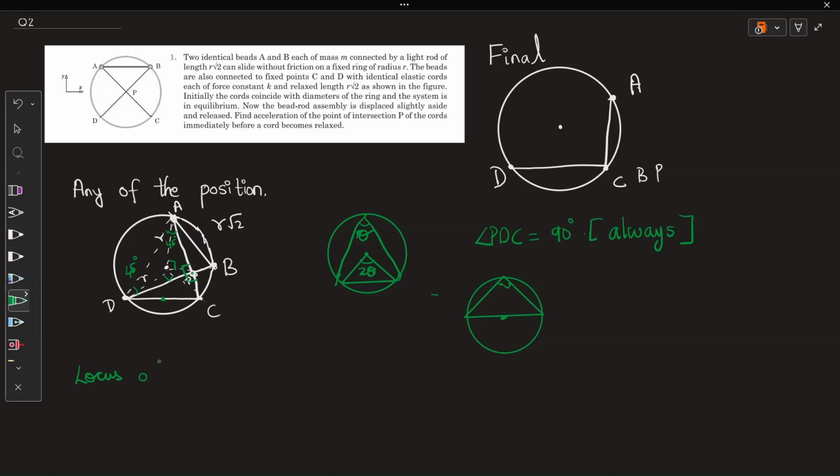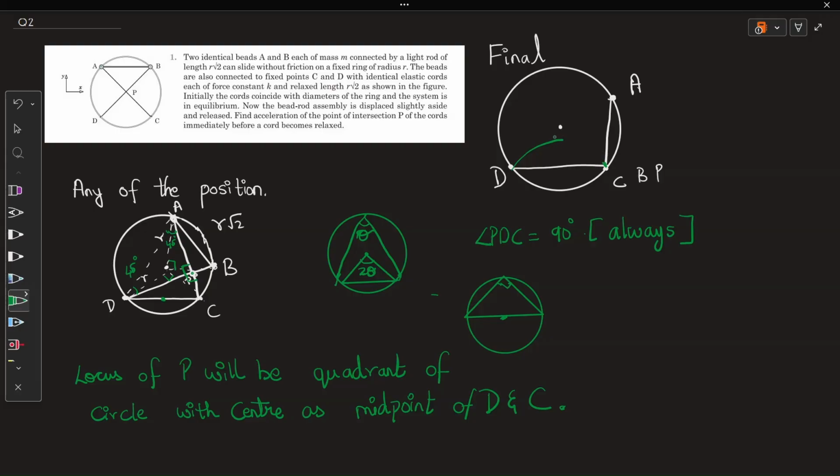So the locus of P will be a quadrant of a circle with center as the midpoint of D and C. Okay. Now you can see this throughout the question.